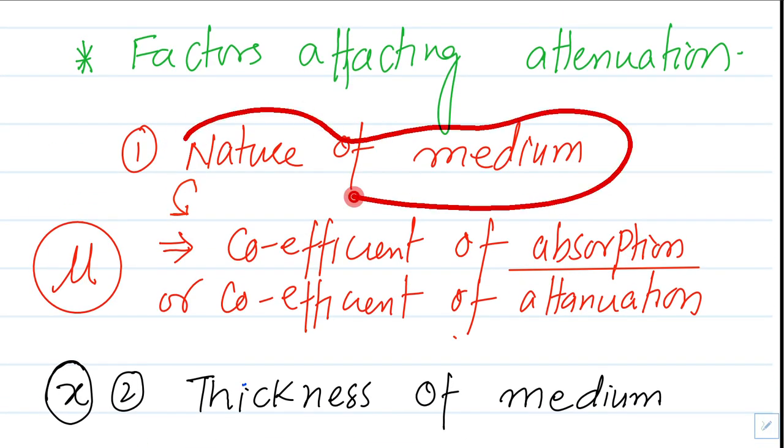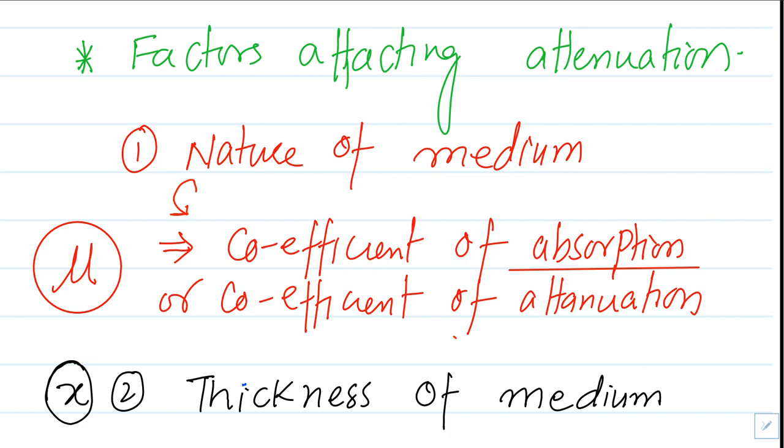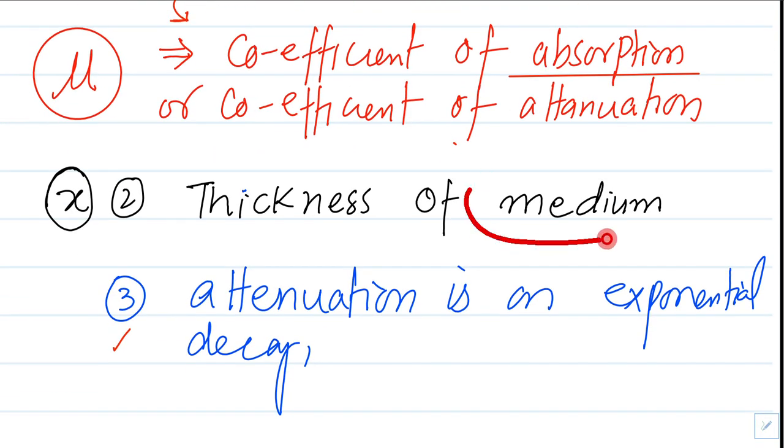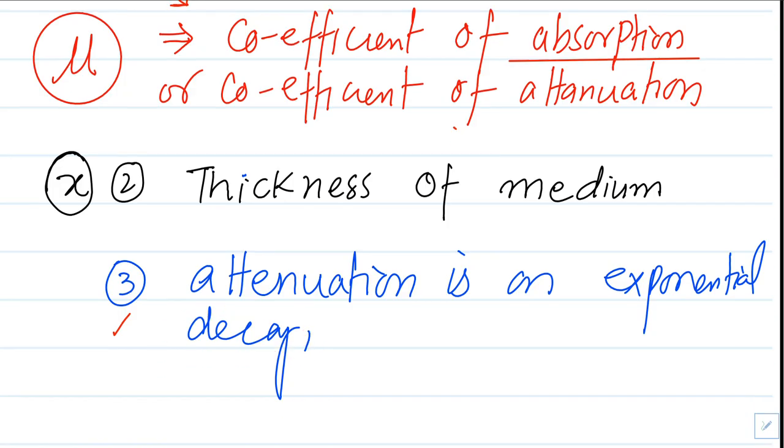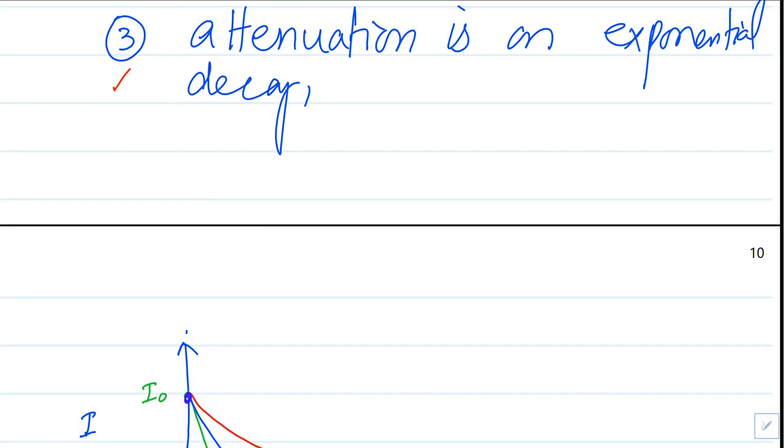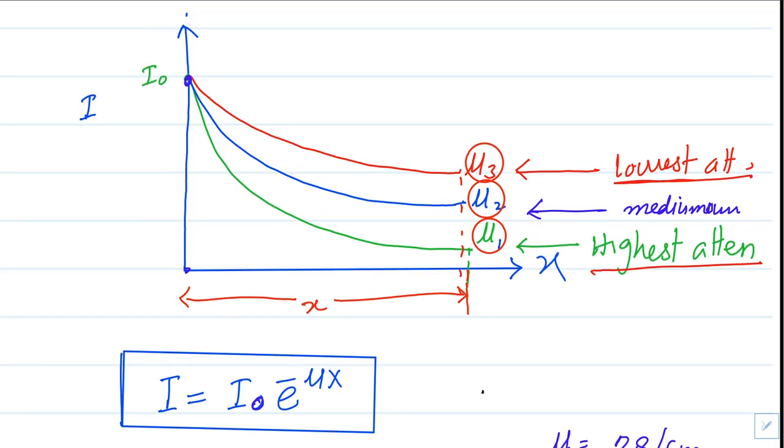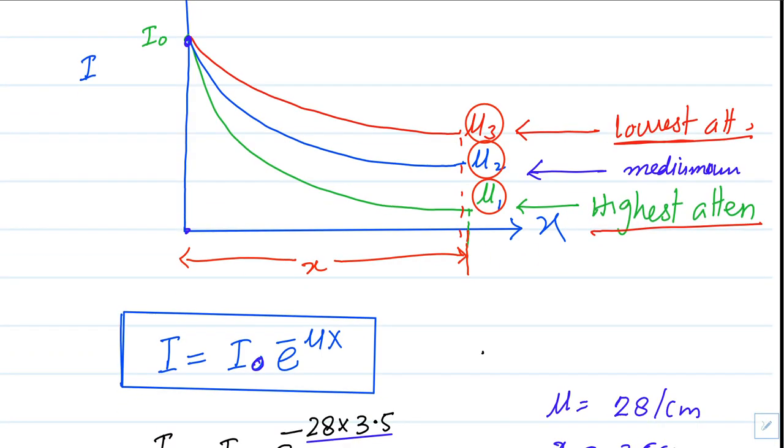The nature of the medium is defined by the coefficient of attenuation, but thickness of the medium is one of the factors which tells us whether the attenuation is increased or decreased. The attenuation is an exponential decay. What is attenuation? You have to remember that it is an exponential decay. How? Let's say I have drawn three lines. First of all, I would like to tell you that attenuation is calculated in this way.